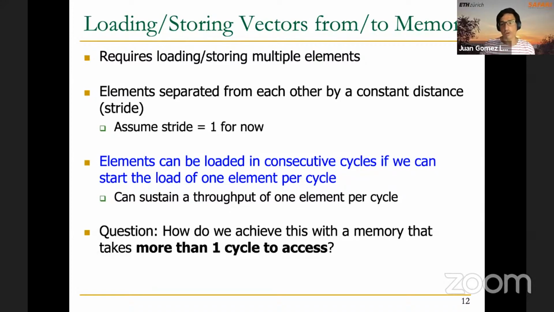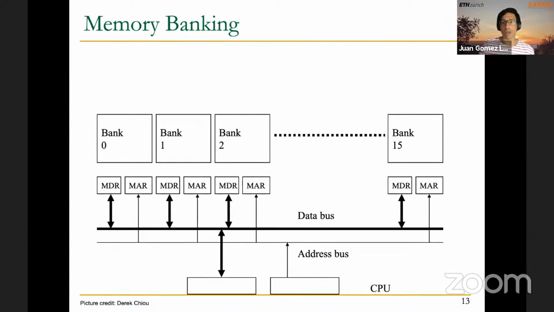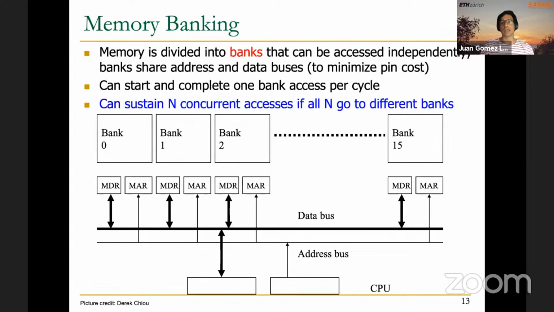And the way of doing this is by partitioning the memory, dividing it into what we call multiple memory banks. Essentially, the idea is that instead of having a single block of memory, a monolithic memory that needs to be accessed sequentially or serially, we can perform multiple accesses in parallel, right? So we divide the memory in this example into 16 different banks, and we have one common data bus and one common address bus.